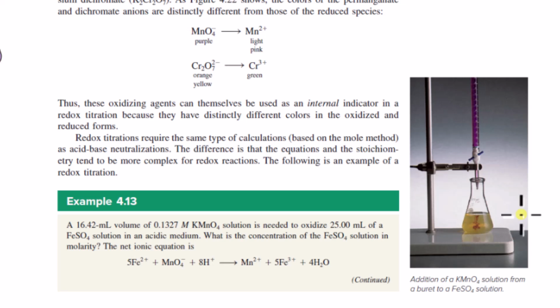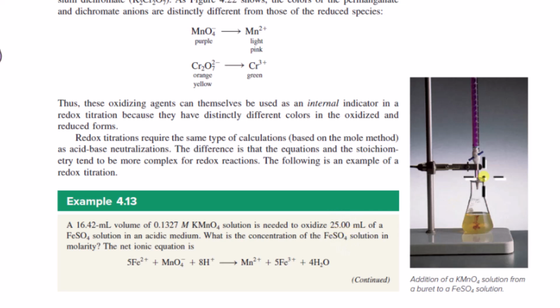Now with the unknown solution, no matter which way you do the titration, adding the unknown to the standard or vice versa, you're going to need to record exactly how much volume of unknown solution you either started with in the beaker before starting the titration, or how much unknown solution was added. So in this case, with the unknown solution in the beaker, they recorded exactly how much was started with, 25 milliliters of the iron 2 sulfate.